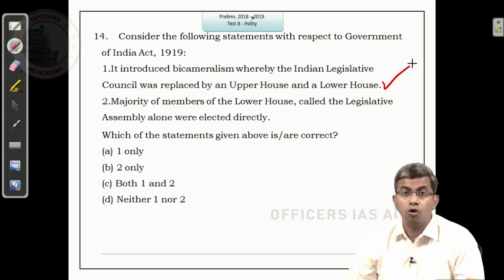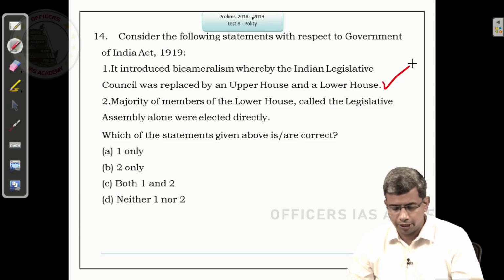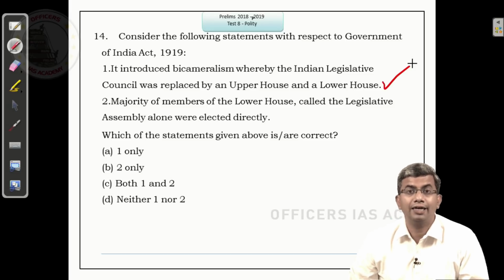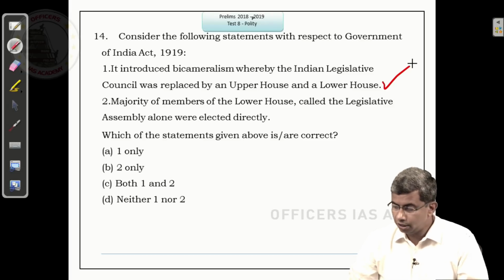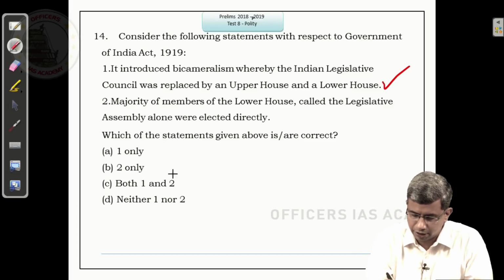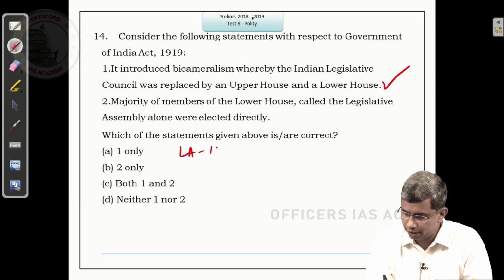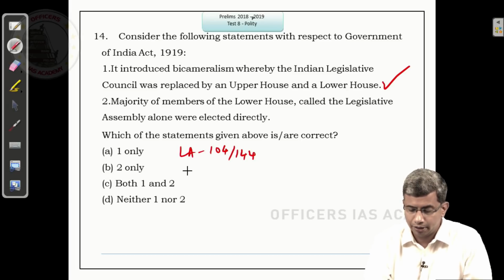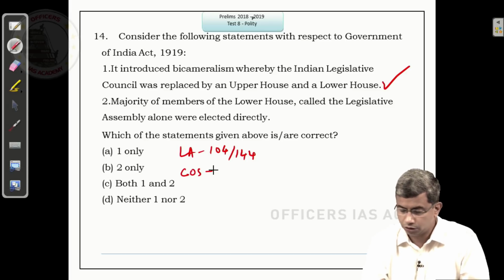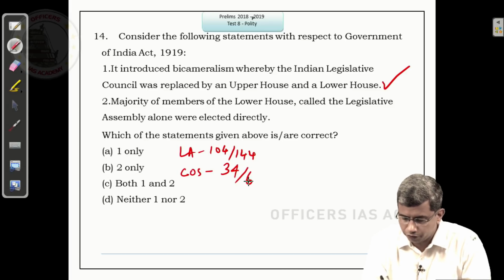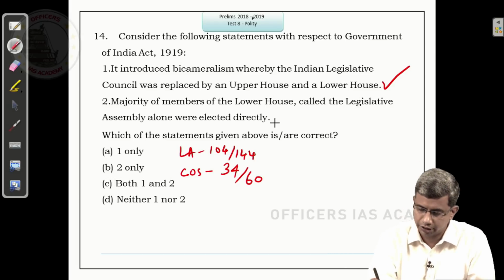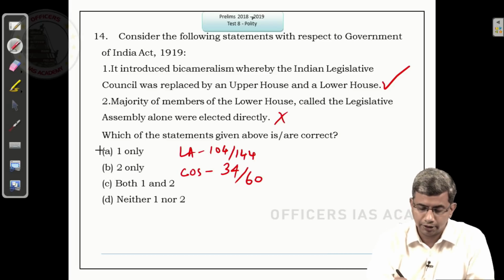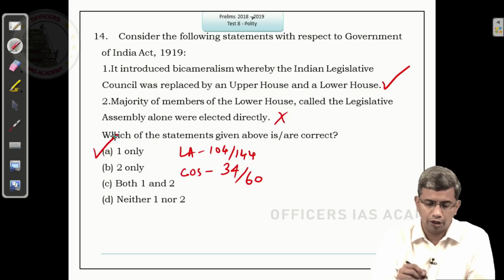Majority of members of the lower house, called the Legislative Assembly alone, were elected directly. This is a wrong statement because in the Legislative Assembly 104 out of 144 were elected, and in the Council of States or the upper house 34 out of 60 were elected. So, the second statement is wrong. The correct answer is A, 1 only, right?